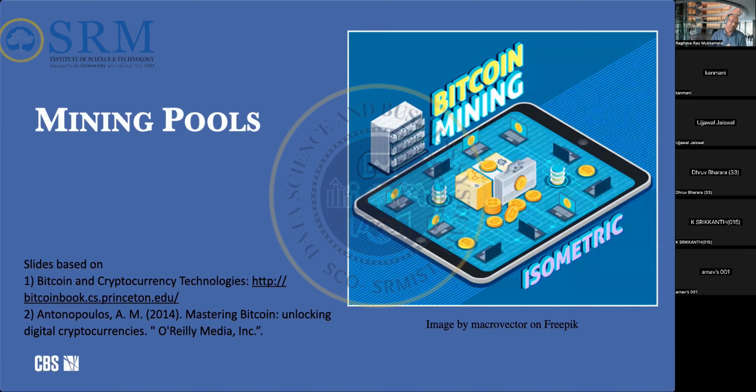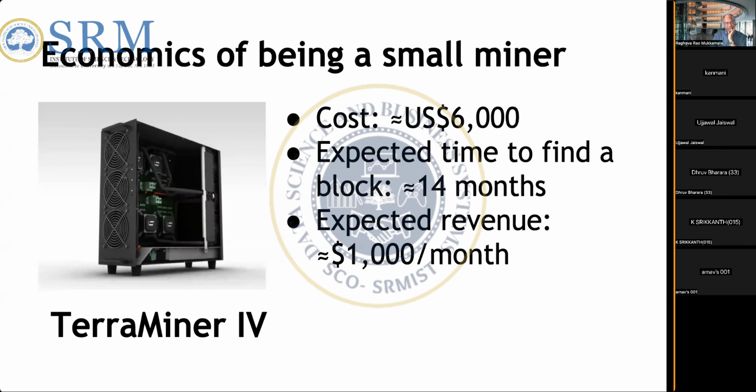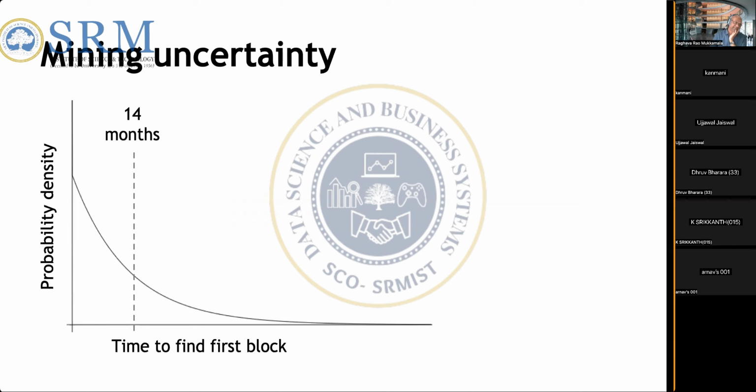Now let us look into the mining pool. Why mining pool? As I was telling you before, if you want to do Bitcoin mining, you need a huge investment. You don't have that investment, right? So what people will do is they will pool up resources and mine together, right? So that is what is happening now. Remember, a Terraminer costs around $6,000, and then it takes a huge amount of time to mine and things like that.